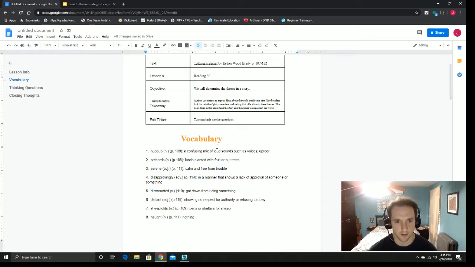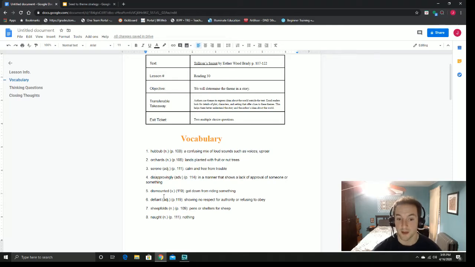Number 4 is disapprovingly. It's an adverb. It's a manner that shows a lack of approval of someone or something. So when you're asked to clean the dishes and you don't quite get all the way done, you leave a few out, you might get a disapproving look saying, hey, you didn't do that job quite as well as you should. Not necessarily angry, more just like, it wasn't a great idea.